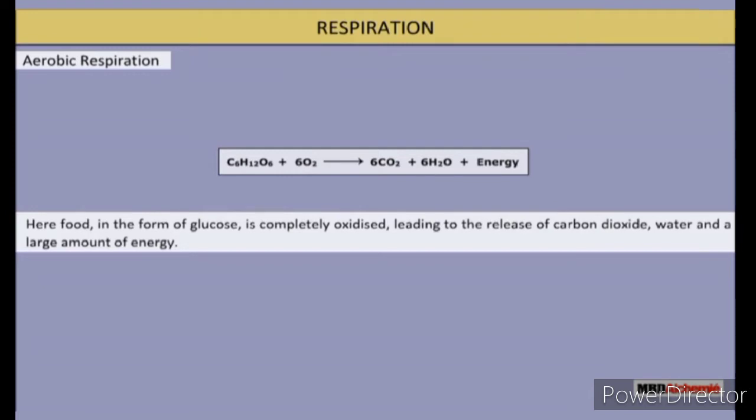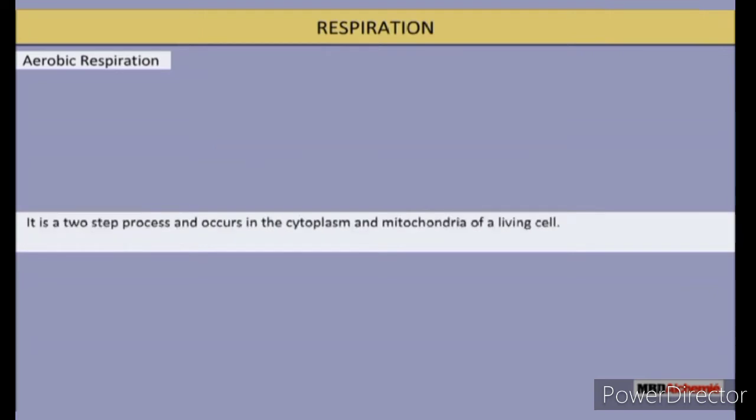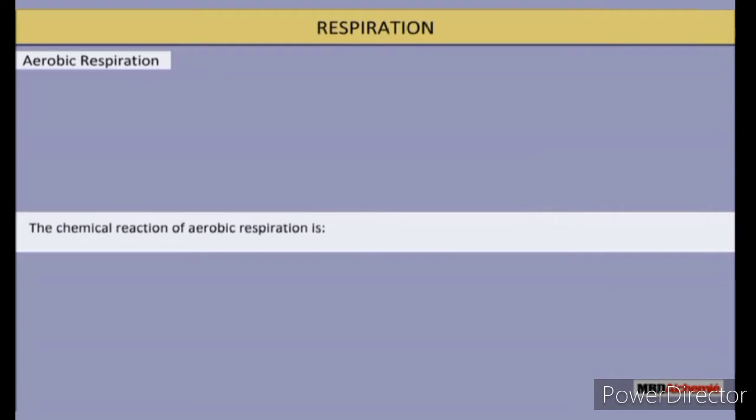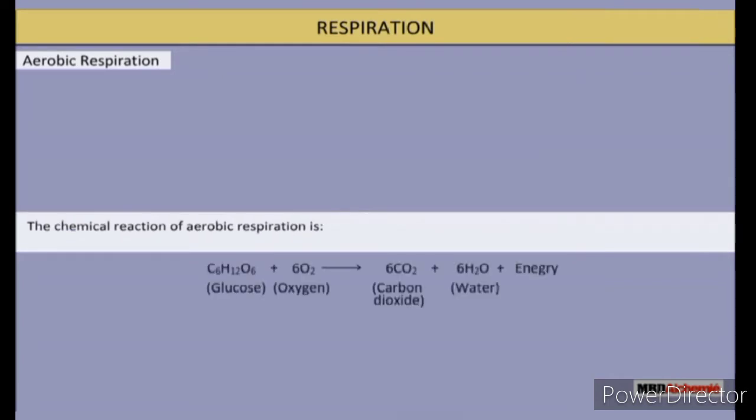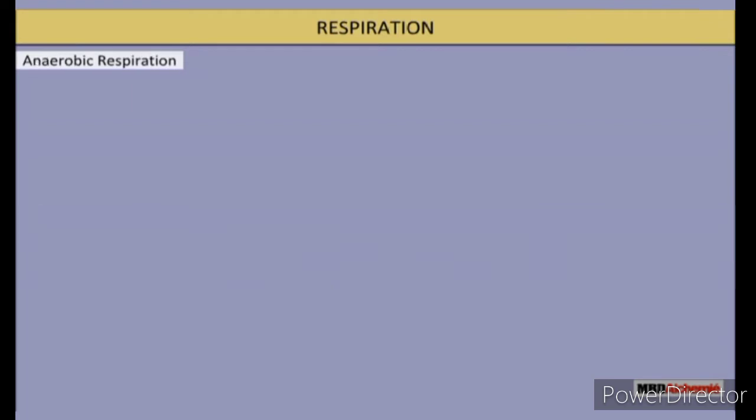Here, food in the form of glucose is completely oxidized, leading to the release of carbon dioxide, water, and a large amount of energy. It is a two-step process and occurs in the cytoplasm and mitochondria of a living cell. The chemical reaction of aerobic respiration is glucose plus oxygen gives carbon dioxide plus water plus energy.